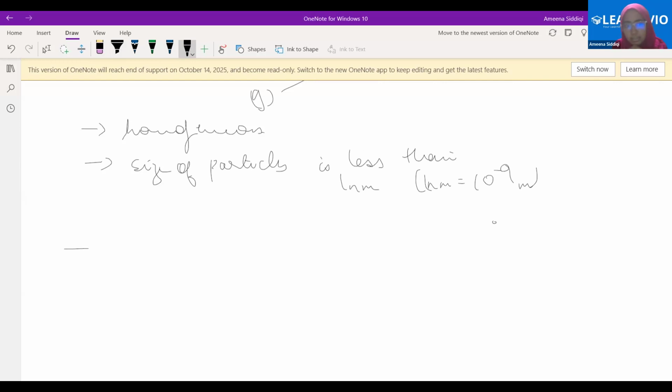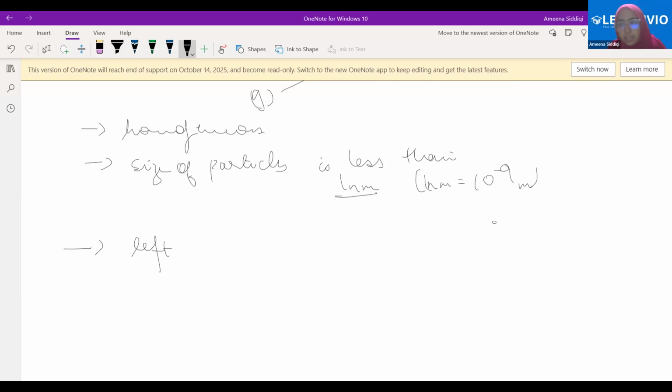Is it clear? In both heterogeneous and homogeneous mixtures, the size of the particles is different. I have written 1 nanometer first of all. Second, in case of homogeneous and heterogeneous mixtures, the size of the particle plays a very important role. Therefore, the size of the particle is different in both the cases.